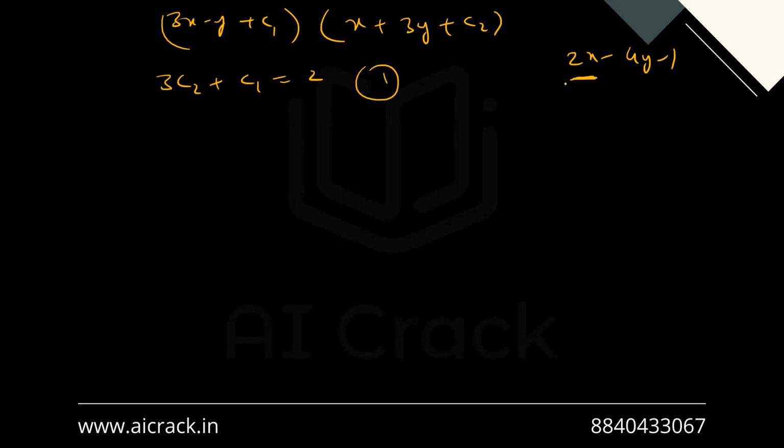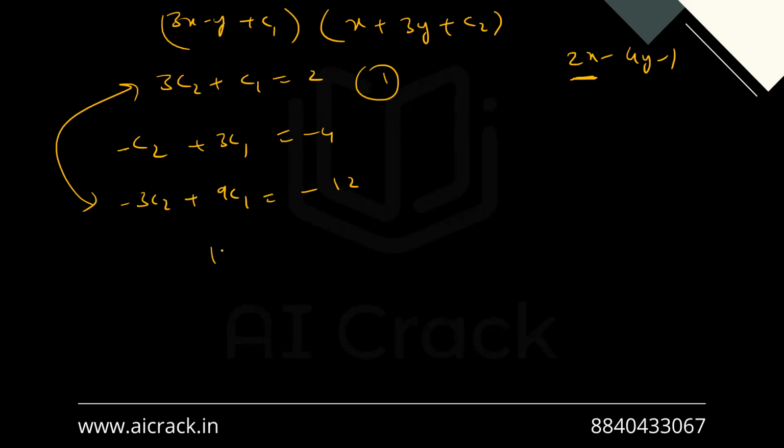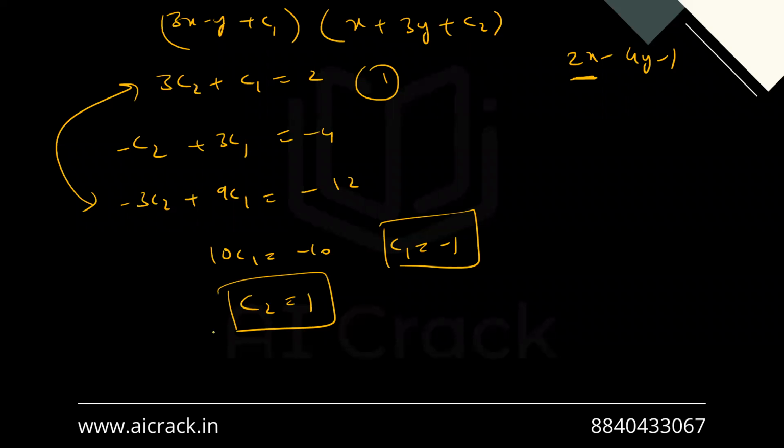This is after comparing the coefficient of x, and if we compare the coefficients of y, that would be minus 4, that should be equal to, we have C2 into minus y1, that is minus C2, and we have 3 into C1, plus 3C1 equals minus 4. Now if I multiply 3 over here, I'll be getting minus 3C2 plus 9C1 equals minus 12. If I add this and this, this gets cancelled out. So we are getting 10C1 equals minus 10, C1 equals minus 1. Similarly, if you put this value over here, you'll get C2 equals 1, right?